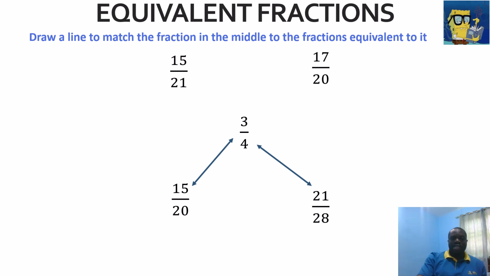So we see that this has already been answered for us. The line is drawn to 15 out of 20 from 3 over 4 and also to 21 out of 28. And the reason is simple.